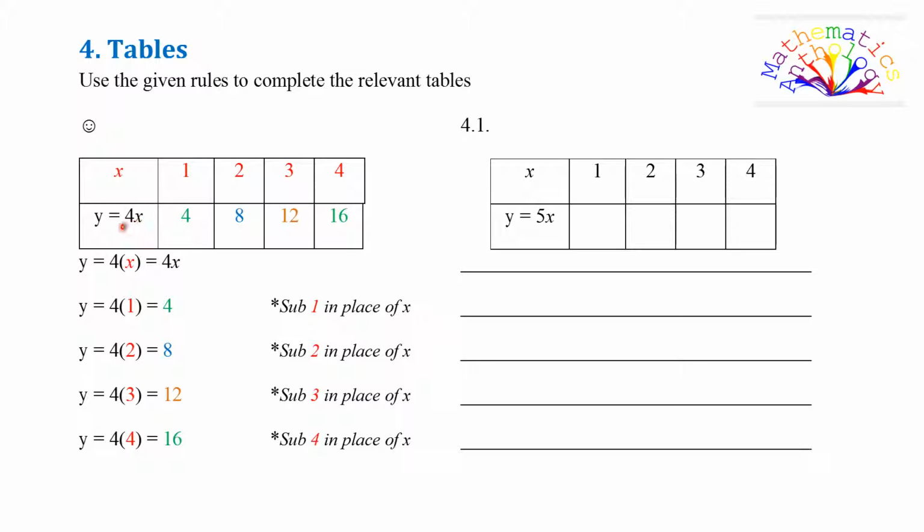So 4 times 1 will give me 4 here. The next column, 4 times x value of 2 will give me 8. The next column, 4 times the x value of 3 here will give me 12. And lastly, 4 times the x value given 4 will give me 16. You can try this example here on that side to complete the table.